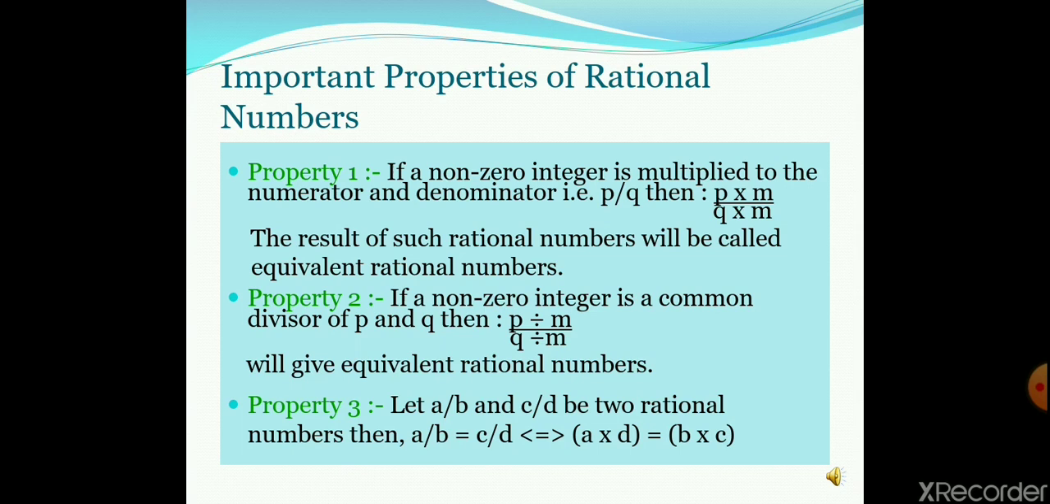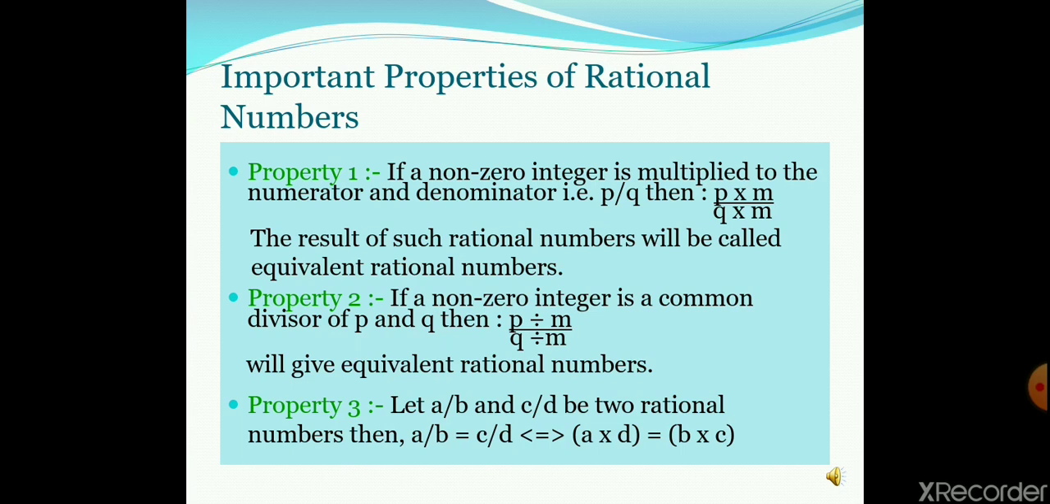Moving on to the important properties of rational numbers. Here we will discuss the three properties of rational numbers. First property: if a non-zero integer is multiplied to the numerator and denominator. Suppose p by q is a fraction and we are multiplying the same number to the numerator and denominator. The result will be called equivalent rational numbers.